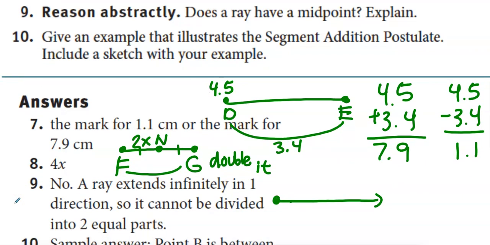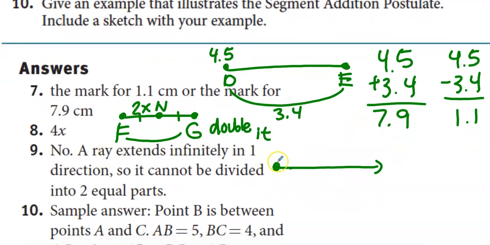On number 9, it says, does a ray have a midpoint? Explain. A ray does not have a midpoint because it goes indefinitely in one direction. So it can't be divided into two equal parts because it goes on forever and ever and ever.